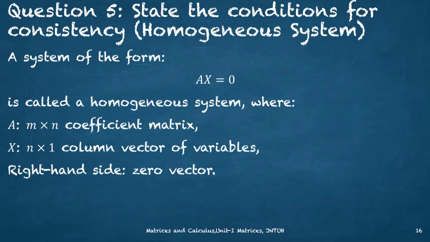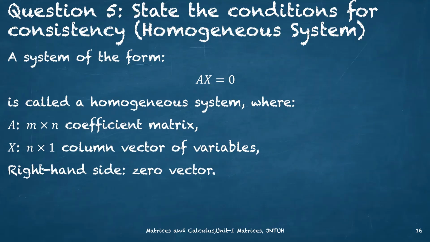Question 5. State the conditions for consistency, homogeneous system. In this question, we are talking about a special type of system called a homogeneous system. A homogeneous system is written in the form A times x equals 0. Here, A is an m by n coefficient matrix, x is a column vector with n rows, representing the variables, and the right-hand side is a 0 vector.